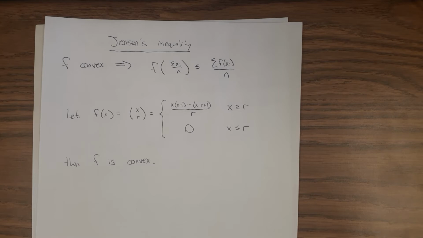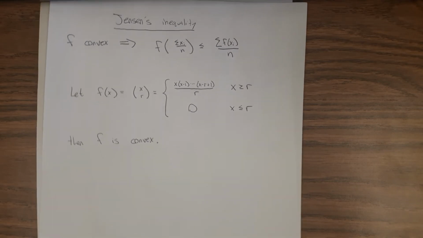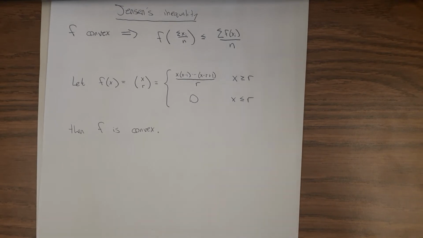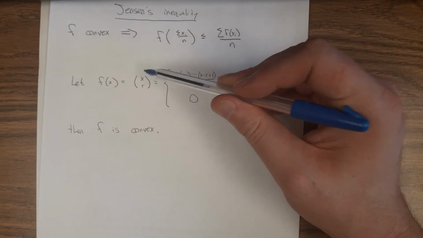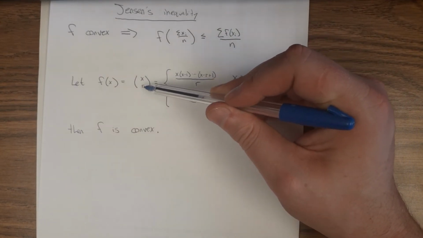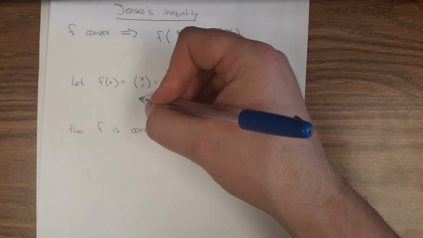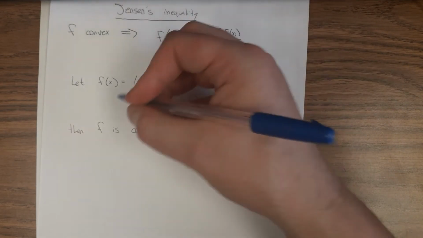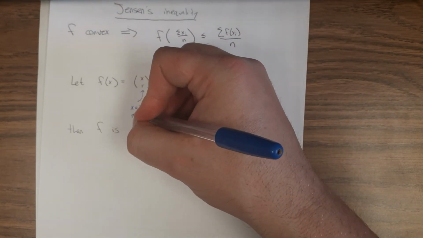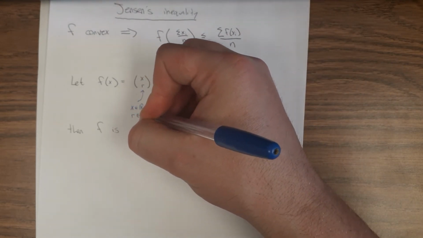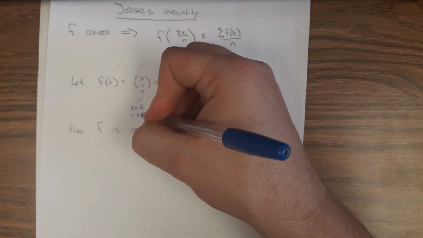At least if it's twice differentiable, basically that means it's concave up. And so let me call your attention to a specific function that happens to be convex. It's this function that I call x choose r, where x is a real number and r is a natural number.